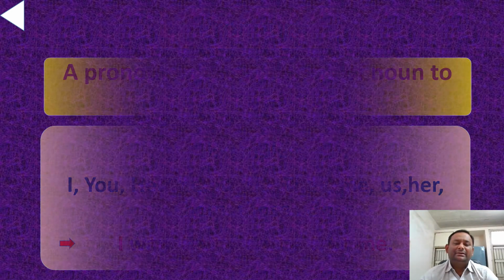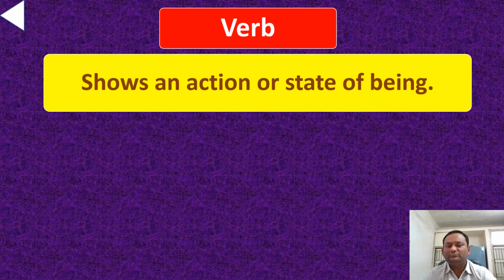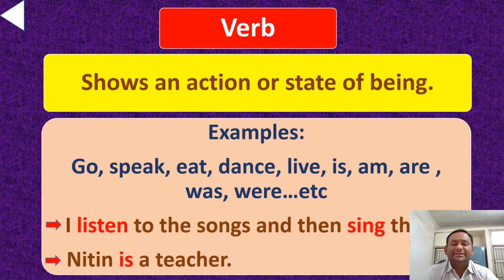Okay, the next word is verb. What is verb? Verb is an action word. Means verb shows an action or state of being. For example, go, speak, eat, dance, live, is, am, are. These are such words which show us some action. So these words are called verb.